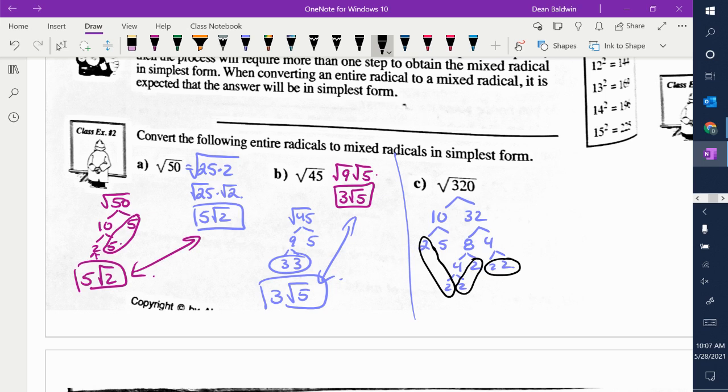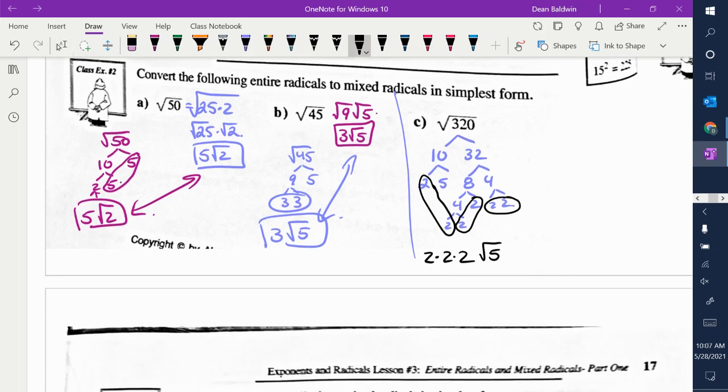Oh, okay. So I see what you're saying. So when you write them outside, you're going to get 2 times 2 times 2. What's left inside? What have I not circled? The 5 right there. 2 times 2 times 2 is 8. So that's the factor tree method.